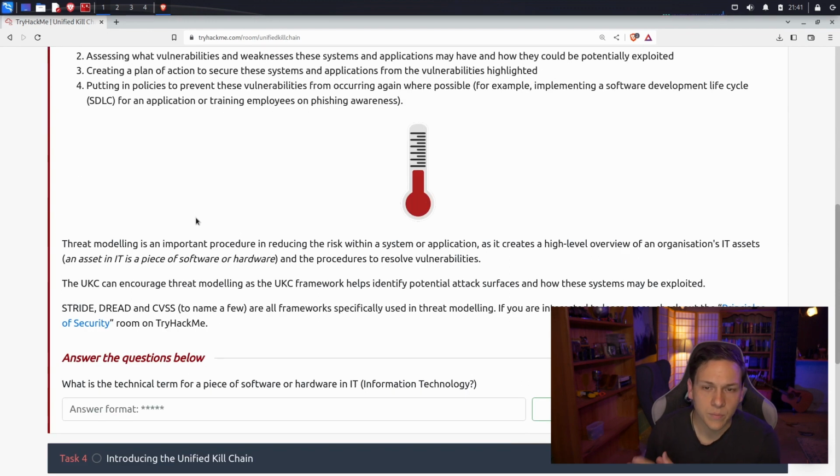Threat modeling is an important procedure in reducing the risk within a system or application, as it creates a high-level overview of an organization's IT assets. An asset in IT is a piece of software or hardware, and the procedures to resolve vulnerabilities. The UKC can encourage threat modeling as the UKC framework helps identify potential attack surfaces and how these systems may be exploited. STRIDE, DREAD, and CVSS, to name a few, are all frameworks specifically used in threat modeling. If you are interested to learn more, check out the Principles of Security room on TryHackMe.